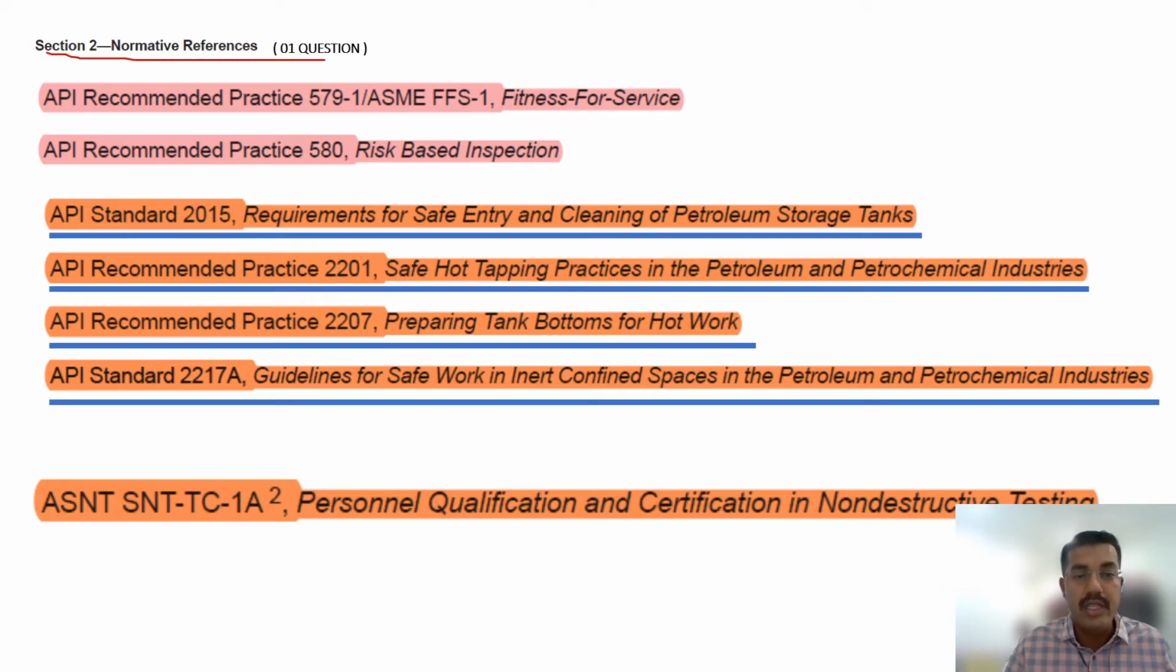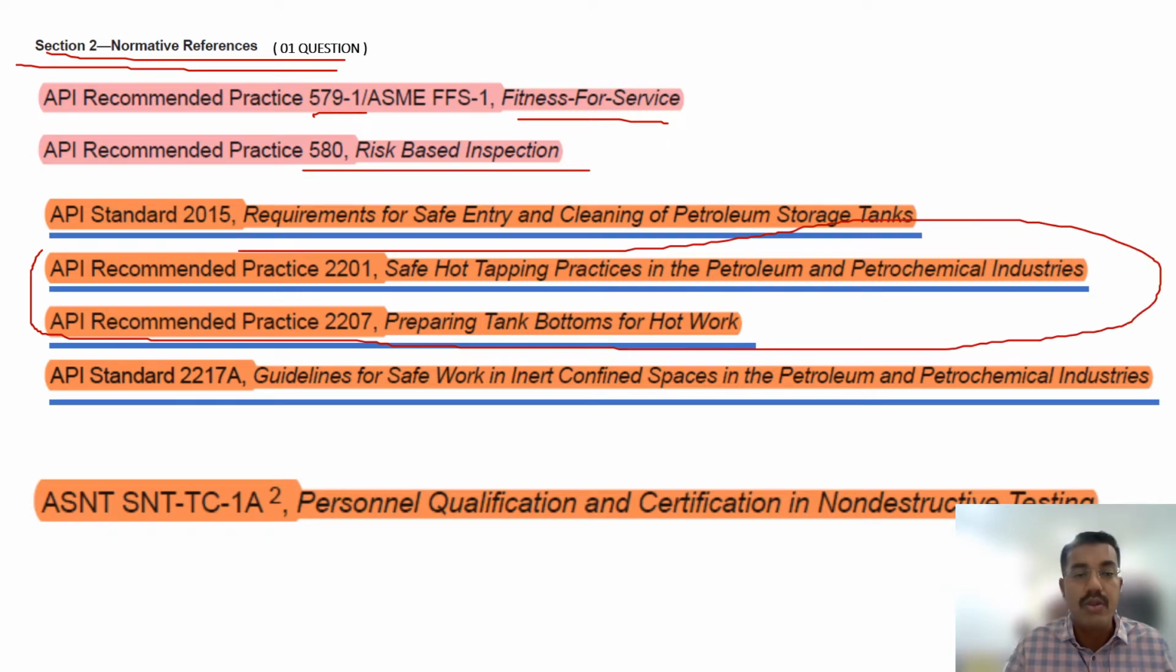You will find 1 question. They will put the code name and they will ask what this code is. Let's say 579-1 fitness for service, 580 risk based inspection. Usually these 2 codes they ask. Many questions they ask on these 2 codes.